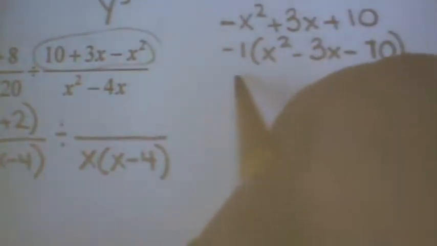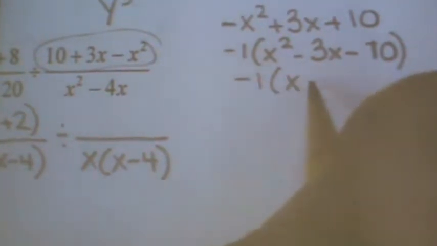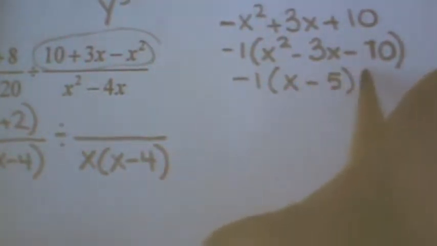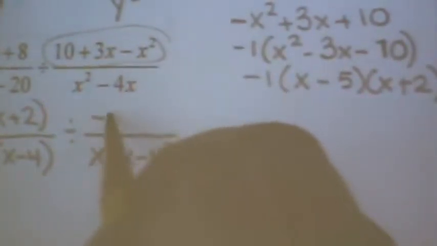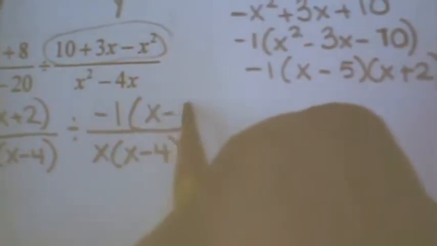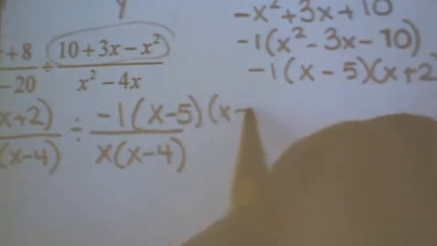Now can you factor it? Yeah. What do you get? X minus 5 and x plus 2. Very good. So that's really what this is. It's -1 times x minus 5 and x plus 2.